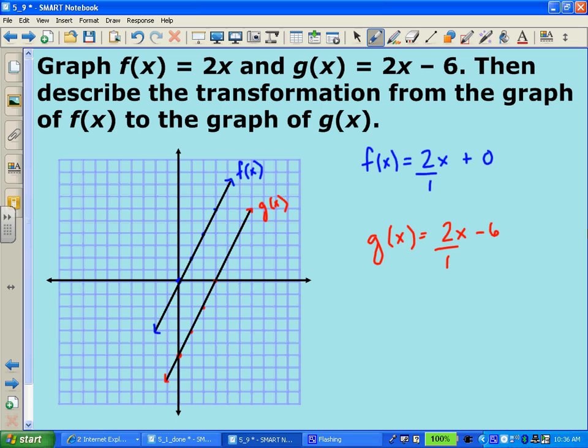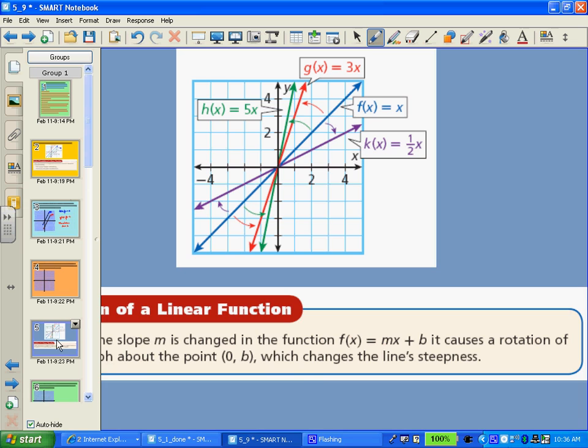Alright, so I have to describe the transformation. So what type of transformation is this? It's a translation because I've slid the line one way or the other. And how far have I translated it? Well, my y-intercept changed from 0 to negative 6, so that means it was a translation down 6. And that's what it would mean to describe the transformation. Okay? So that's what it looks like with a translation.